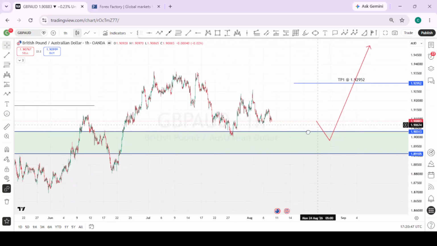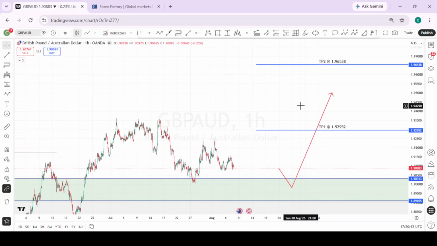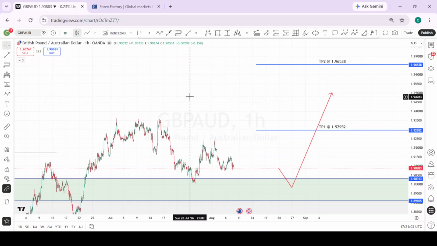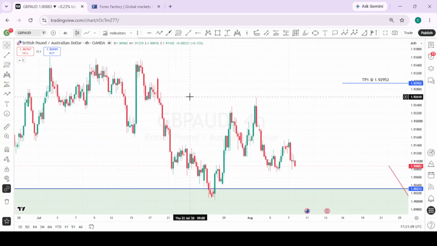Should price retest this area of interest again and give us buying opportunities, we'll take our buys from here to the upside. If we're able to get any reversal pattern here or any bullish confirmations before price even hits this area of interest, we'll still look for buying opportunities and take our buys to the upside for GBPAUD.